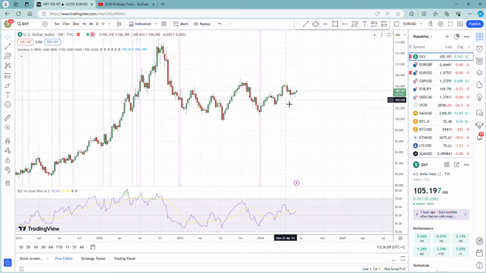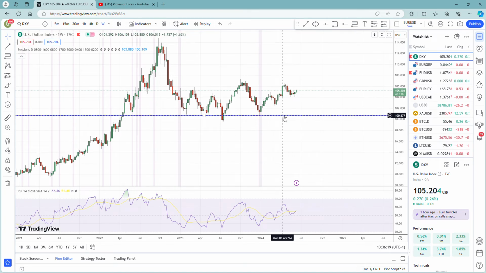So if you load up DXY, you always start on the weekly time frame. You want to trap the price between two levels, a support and a resistance on the weekly time frame. You can see a support here. This is where price has made a higher low. It's also a point of reaction where price changes from bearish to bullish.